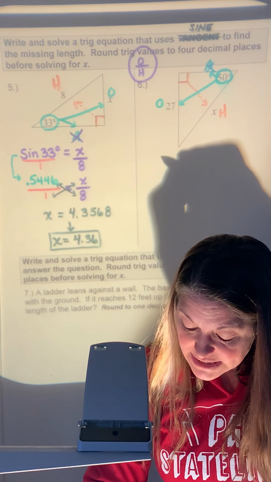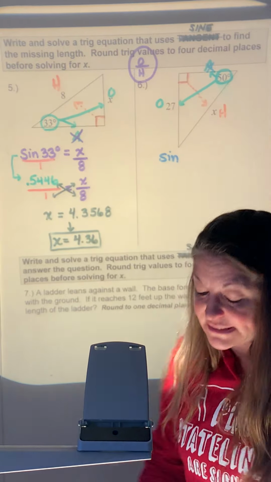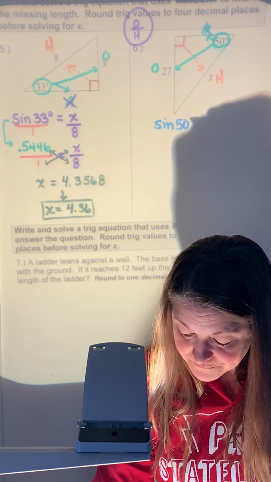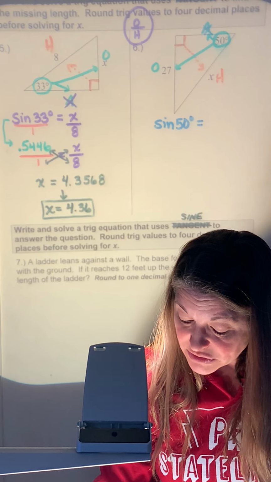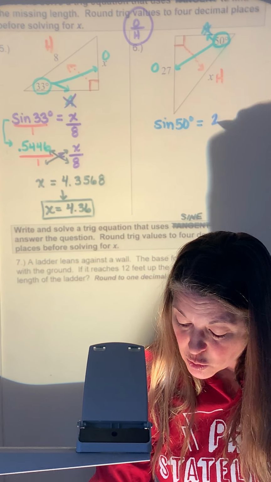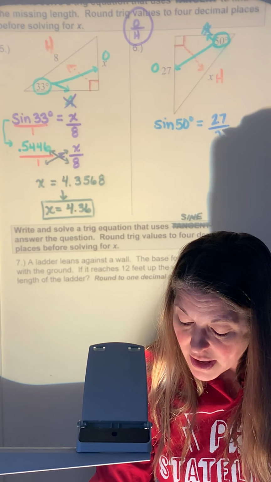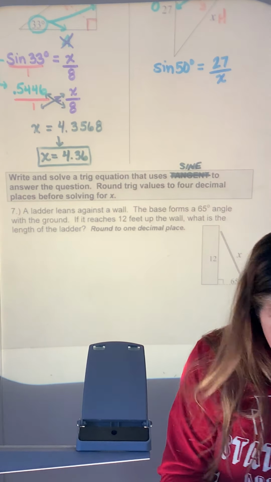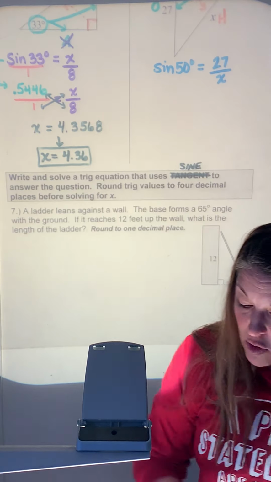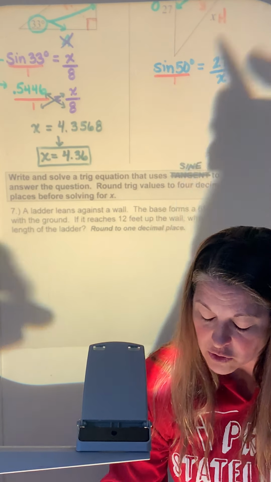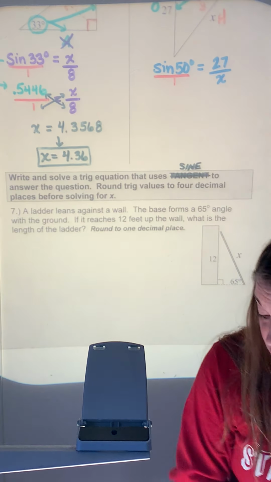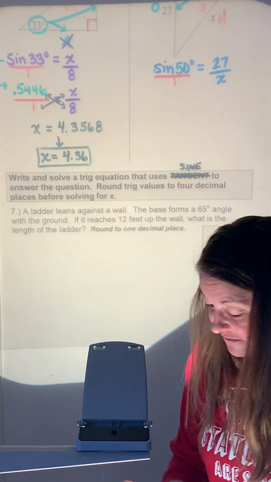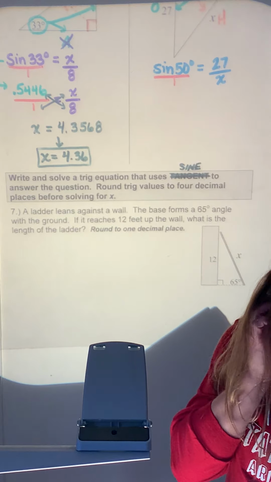So now I've got everything labeled. So I take that SIN and then the angle, which is 50. And that is going to equal the opposite, which is 27, over our hypotenuse, which is the x. And just like before, we're going to go ahead and throw that sine of 50 over 1. And we're going to go ahead and take our calculator and find the sine of 50.